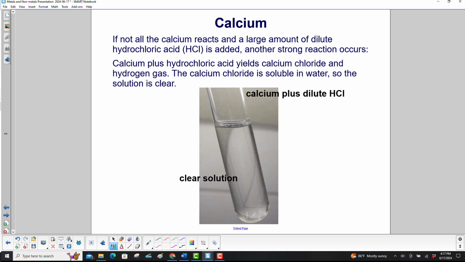If not all the calcium reacts and a large amount of dilute hydrochloric acid is added, another strong reaction occurs. Calcium plus hydrochloric acid yields calcium chloride and hydrogen gas. The calcium chloride is soluble in water, so the solution clears up.